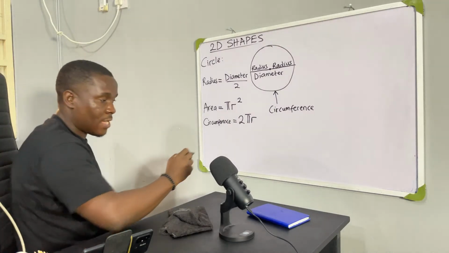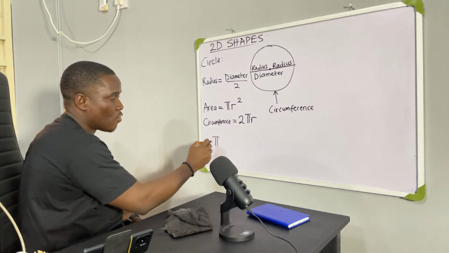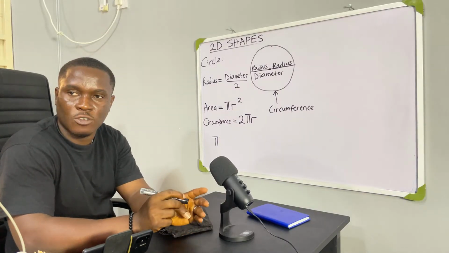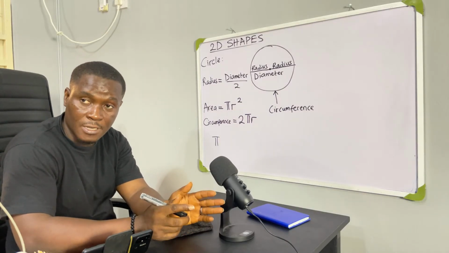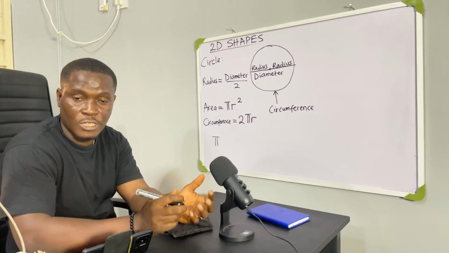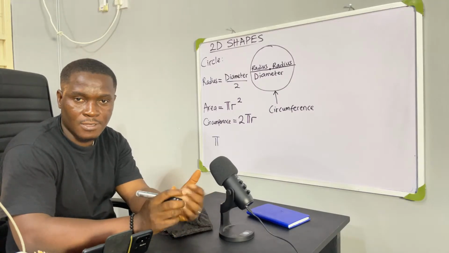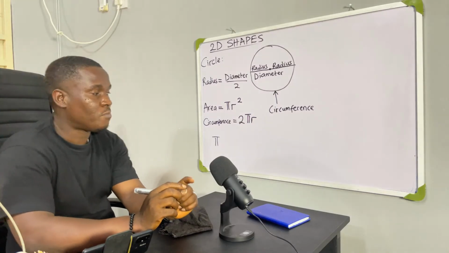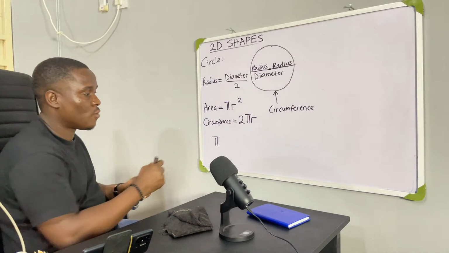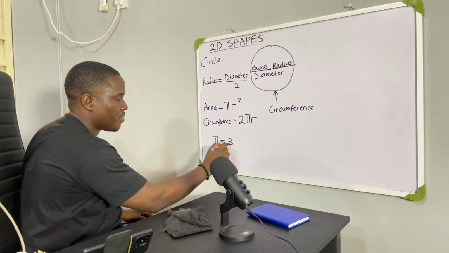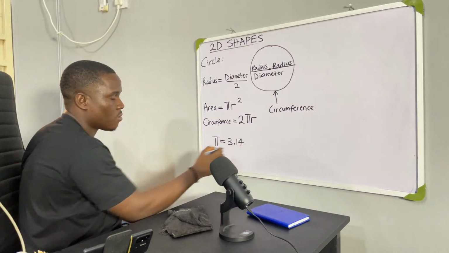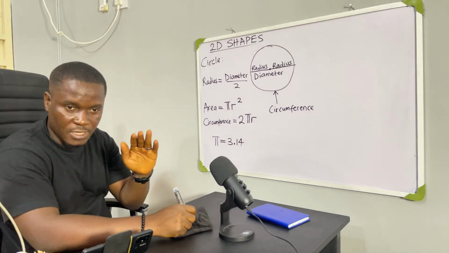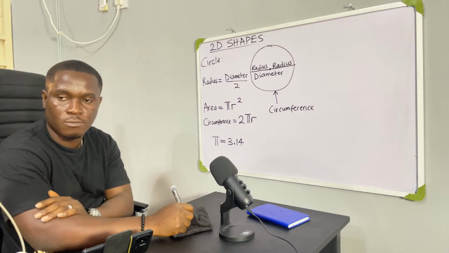So now we go to pi. Your question, pi is a constant. A constant means that pi does not change. It remains the same. We don't need to know the history behind pi. That's not the focus. We only need to remember what pi is. So pi is a constant equal to 3.14. It remains the same, 3.14.